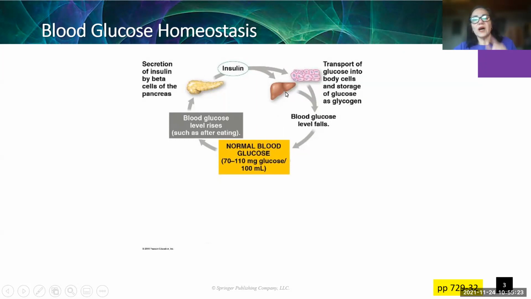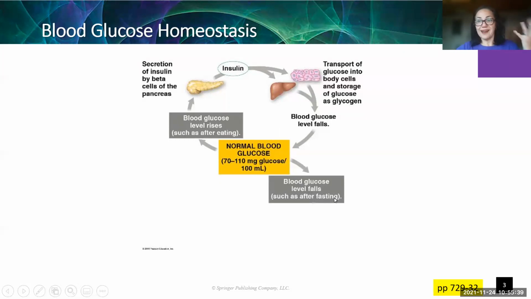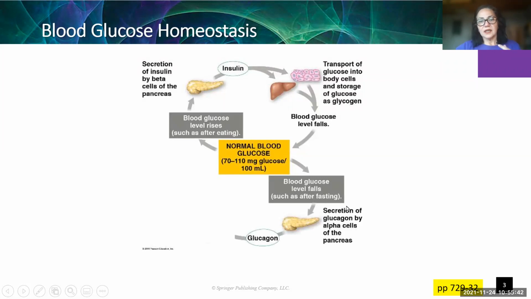Well, now we want some of that glucose back. And the way we get it back is that when the blood glucose level starts to drop below the normal range, such as after fasting, any period of time that's not eating, that lower blood glucose level now triggers the alpha cells of the pancreas. These are other cells that also occur in these little islands in the pancreas, and they're producing glucagon. And so that gets released into the bloodstream.